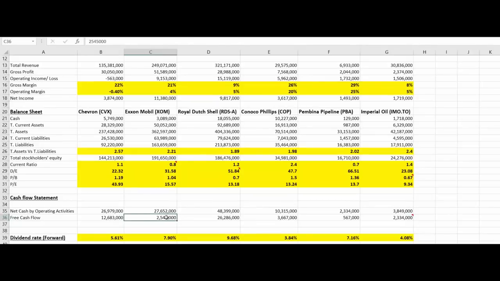The free cash flow is quite less. But anyways, Royal Dutch is at 26 billion, ConocoPhillips 3.6 billion, Pembina Pipeline 560 million only, which is not so good, and Imperial Oil 2.34 billion.